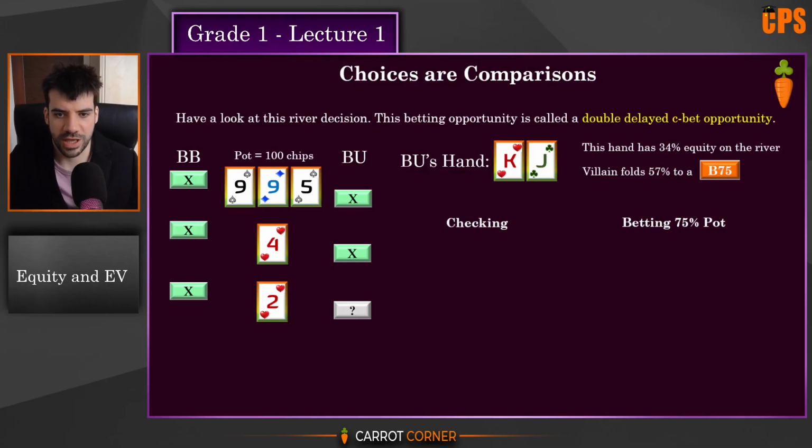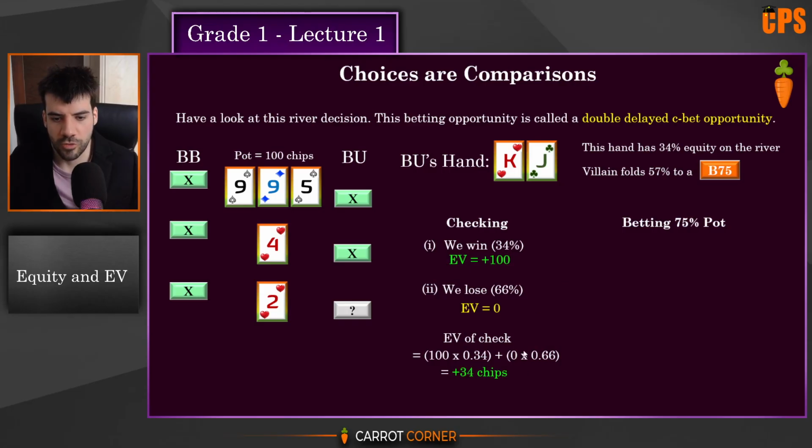First off, the EV of checking. How do we figure this out? Using the theoretical data that the solver tells us is correct here. Again, in reality, things may be slightly different. We know that when we check here with a 34% equity, we're going to win the pot 34% of the time. When this happens, when we win the pot, we win plus 100 chips. We will lose the other 66% of the time, and our EV on that branch of the tree will be 0. In order to figure out the overall EV of checking, all we have to do is multiply the magnitude of each branch by its frequency, and that will get us the expectation.